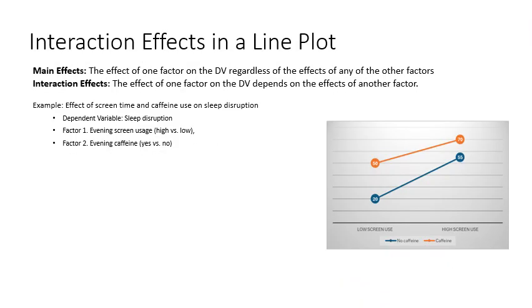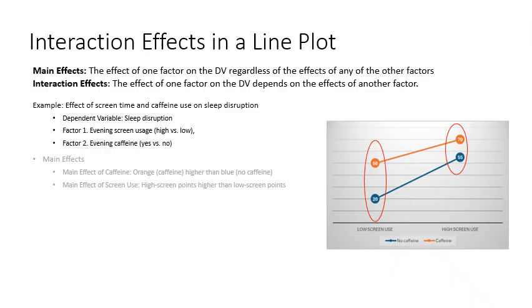So how do we observe interaction effects in a line plot? And you can see I've written some of the details of the study we're looking at here, same one from the previous slides. So main effects we talked about last time. We could see that there was a main effect of caffeine, that the orange line was higher than the blue line, and that the cluster or pair of points related to high screen use was higher than the pair of points related to low screen use. And you might have to track this horizontal line across to be able to detect that with your eye.